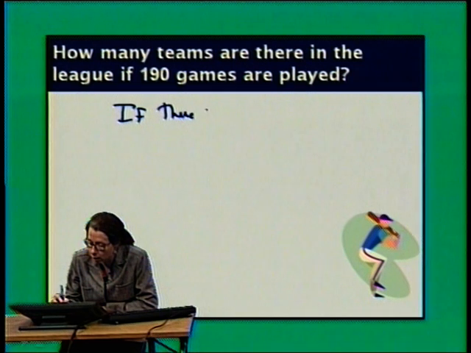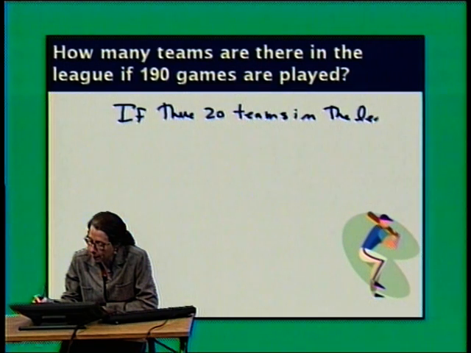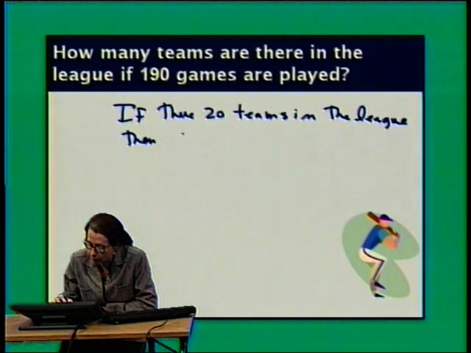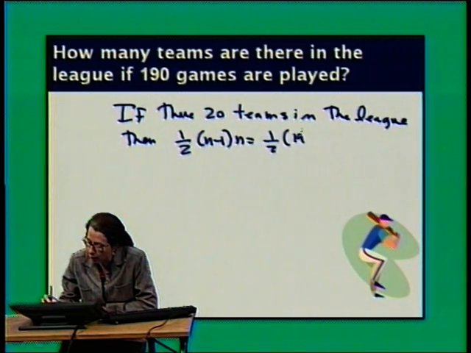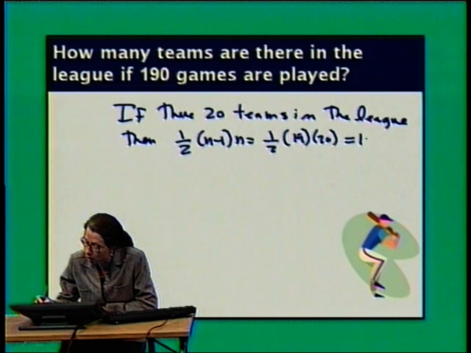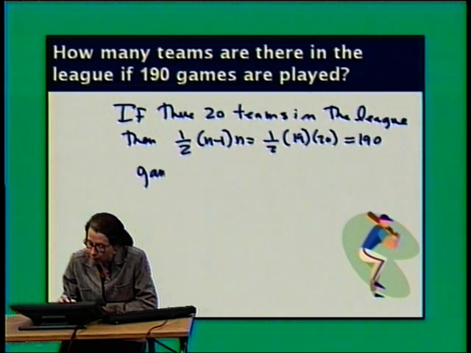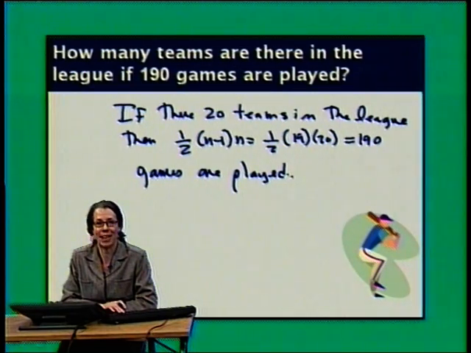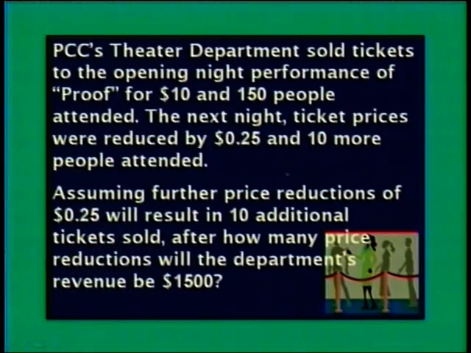If there are 20 teams in the league, then I'm going to count the number of games played. Using my formula, I have 1/2 times (n minus 1) times n. That will equal 1/2 times 19 times 20. 1/2 of 20 is 10. 10 times 19 is 190. And this is how many games are played. So in the process of doing a check, I've got a pretty good conclusion, and I'm going to leave it at that.